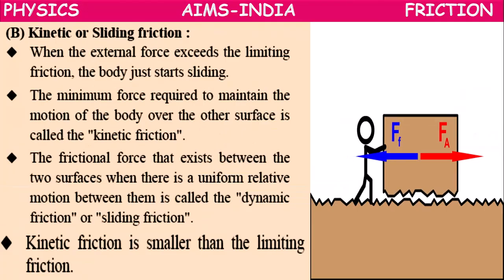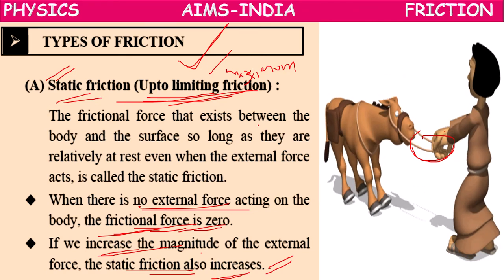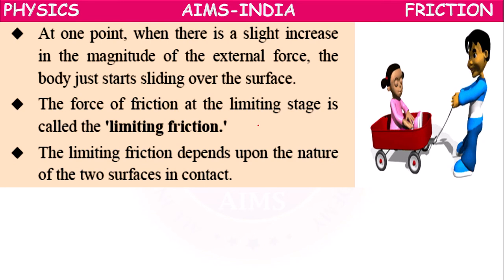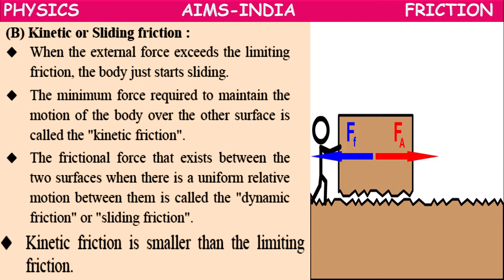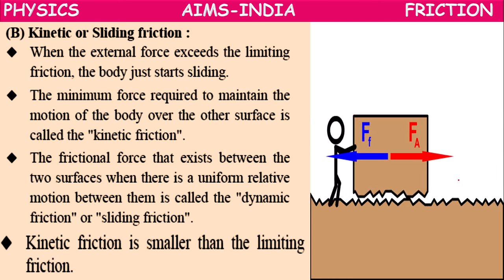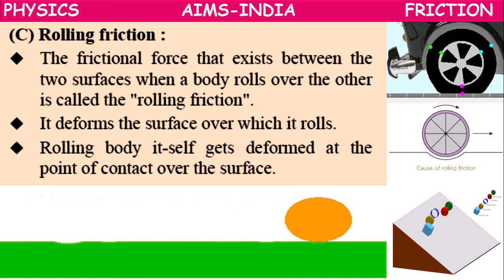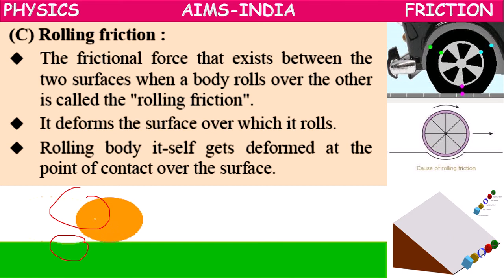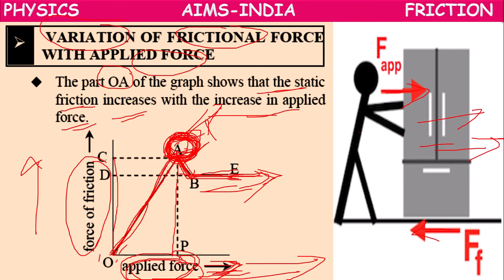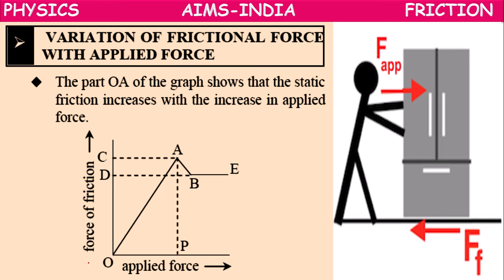Okay, children. So what have we learned today? We have learned about types of frictions: static friction, and maximum static friction is called limiting friction, and the kinetic friction, also called sliding friction or dynamic friction, which will be created during motion. Rolling friction, during which the surface or the body may get deformed, is less than sliding friction. Then the variation between applied force and frictional force. First applied force will increase, along with that frictional force also will increase up to one maximum extent. After that, frictional force will decrease. After that, it will become constant.